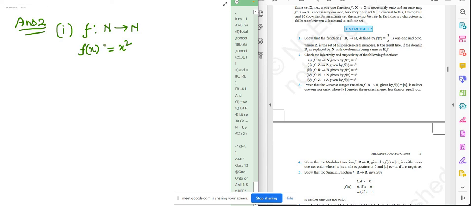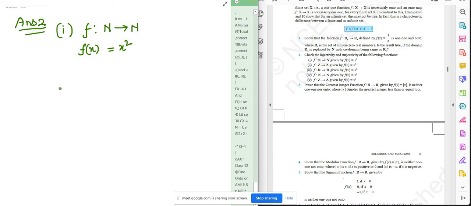Now question number 2: check the injectivity and surjectivity of the following functions. Today up to question number 2 I'll explain, and in the next video we'll complete the remaining questions. So for answer 2, we have to check whether it is injective or not. Here the function is f from N to N, fx equals x squared.